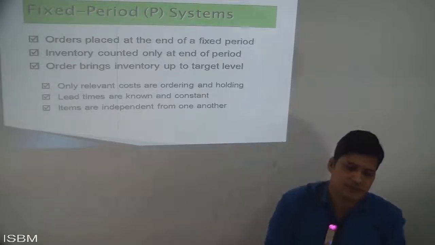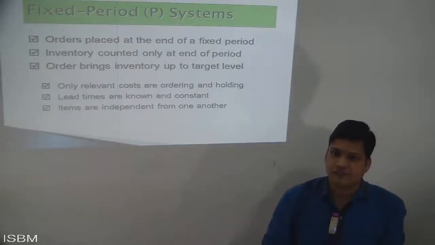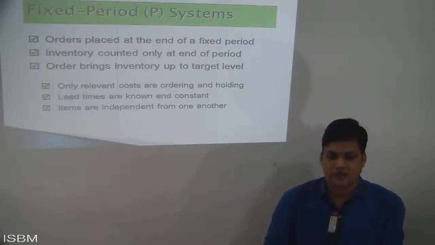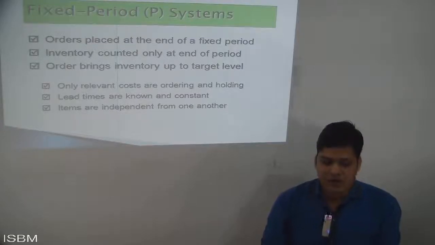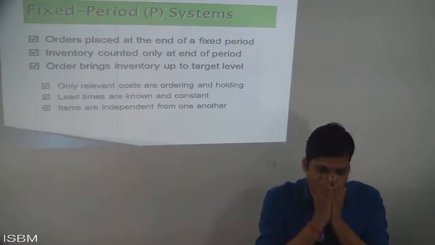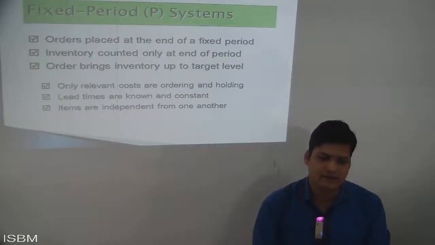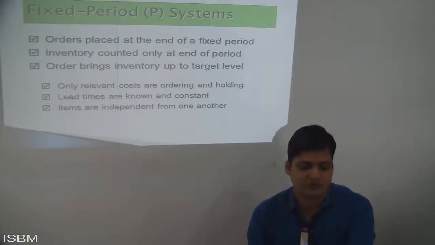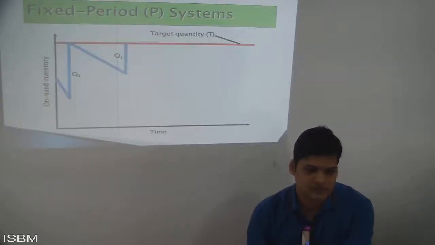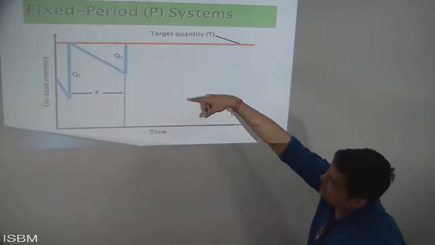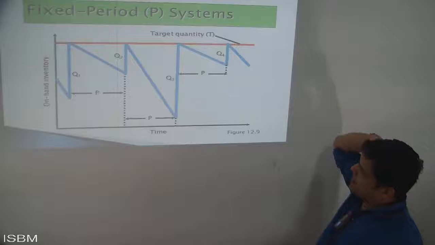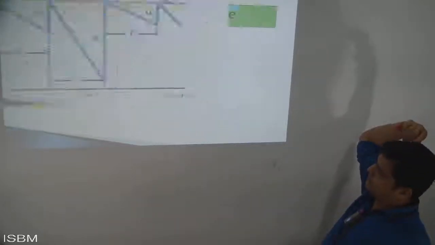Fixed period P system. Orders are placed at the end of the fixed period. Inventory is counted only at the end of the period. Orders bring inventory up to the target level. Only relevant costs are ordering and holding. Lead times are known and constant, and independent of each other. What we have seen, you can see this is the time, and this is order and delivery, going up and down to the target quantity.